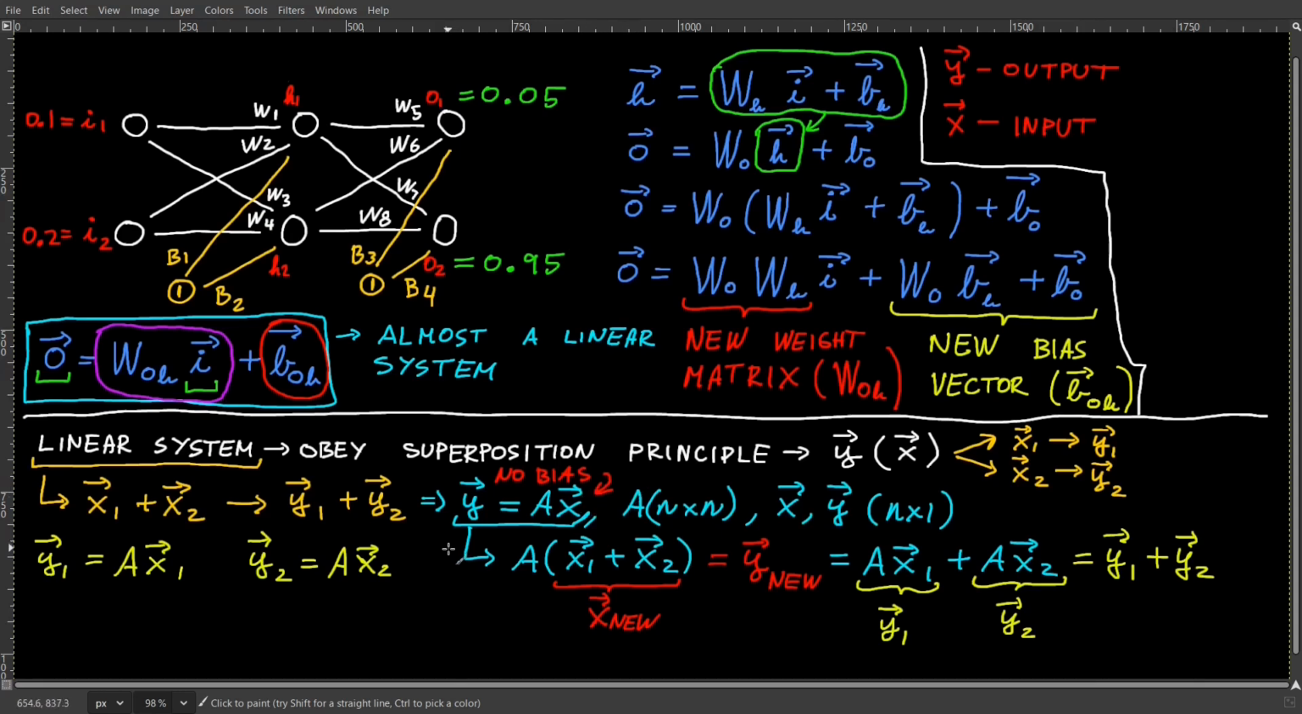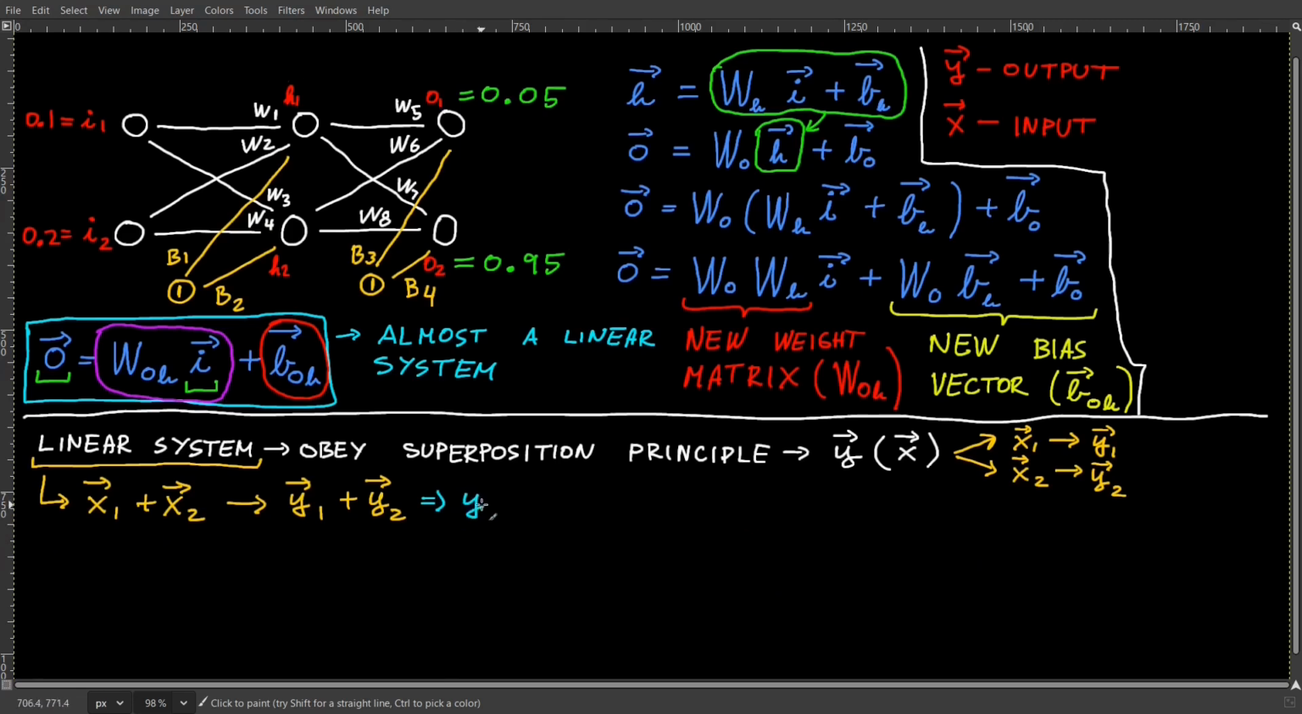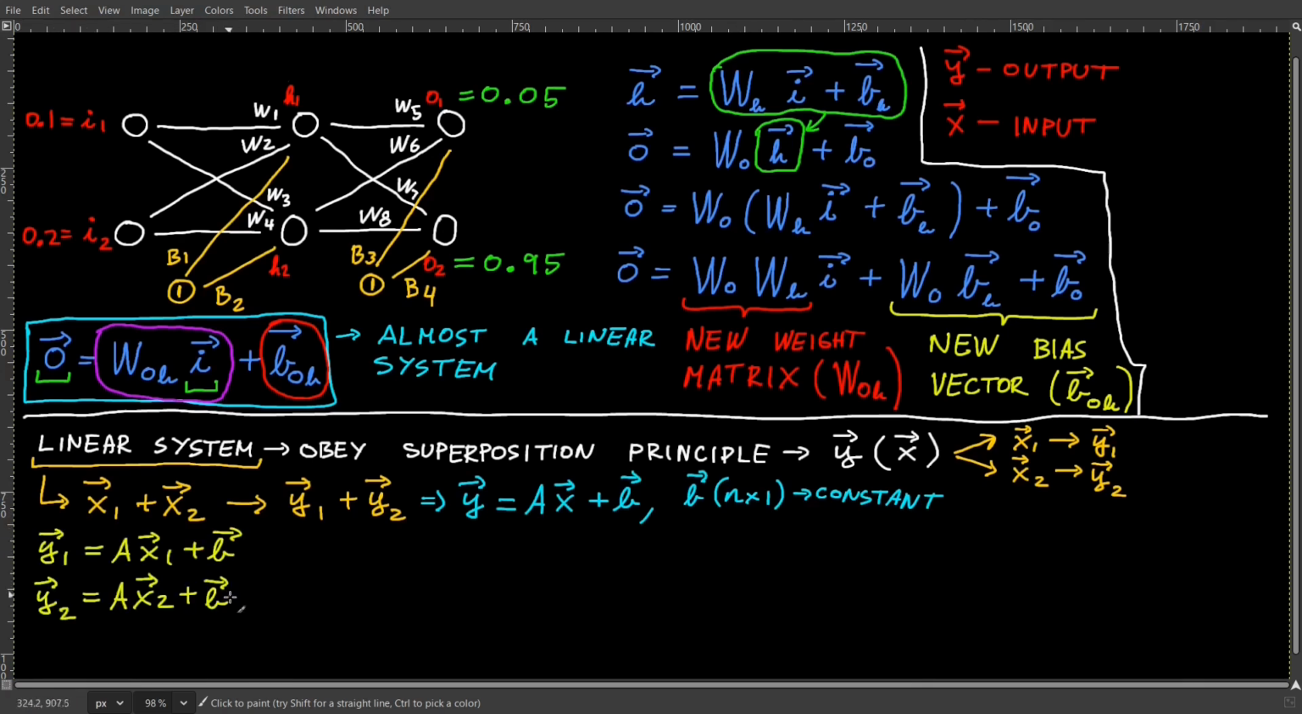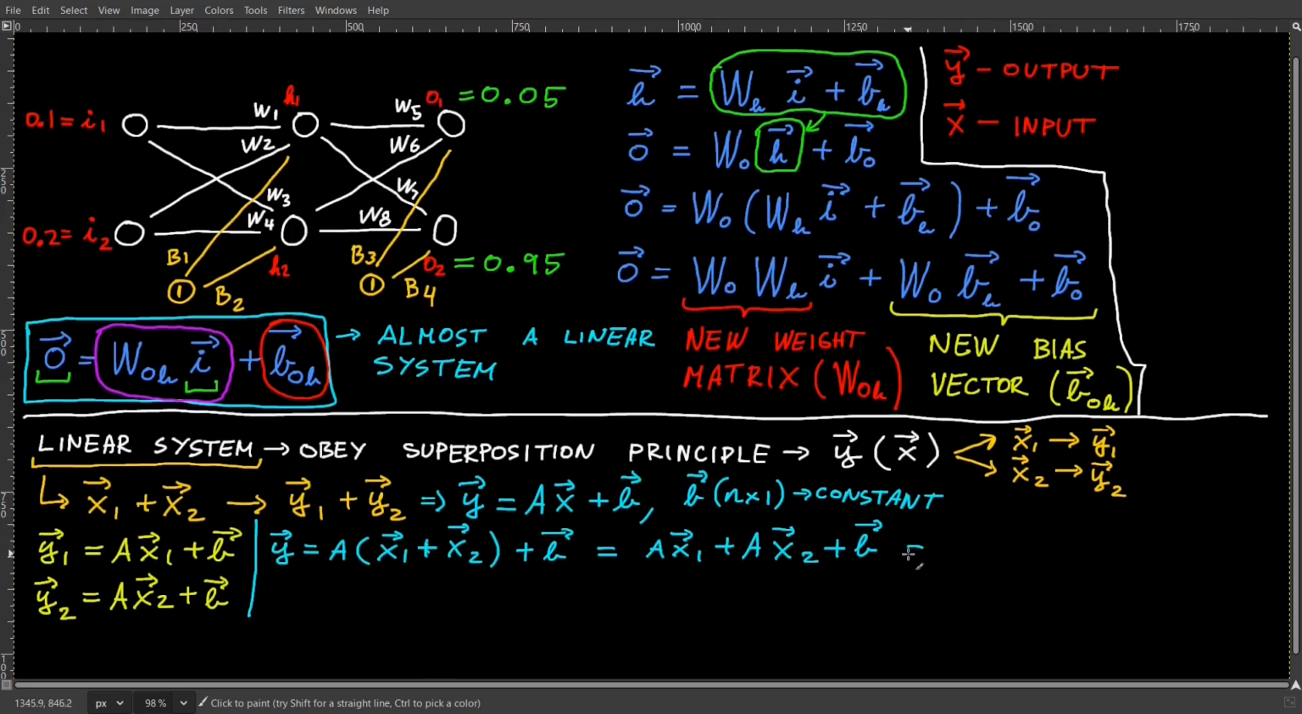However, let's add a bias vector now. Let's say that I have a system y equals A times x plus b, where b is a constant n by 1 vector. In that case, y1 would be this, y2 would be this. However, if I now insert a new input into the system, which is the sum of the previous two inputs, my system will then look like this, or I can also rearrange the terms.